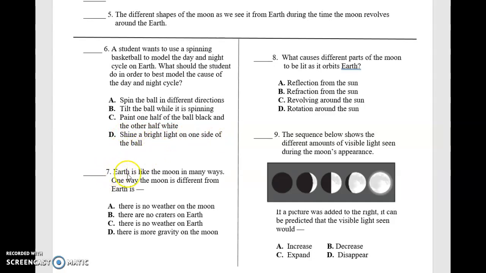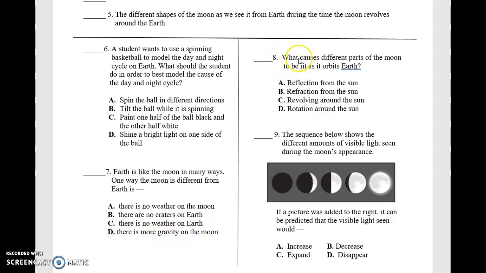Number 7. Earth is like the moon in many ways. One way the moon is different from Earth is A. There is no weather on the moon. B. There are no craters on Earth. C. There is no weather on Earth. D. There is more gravity on the moon.